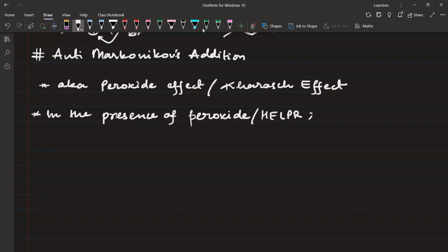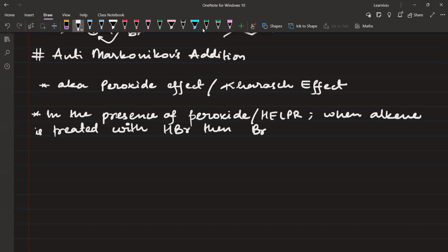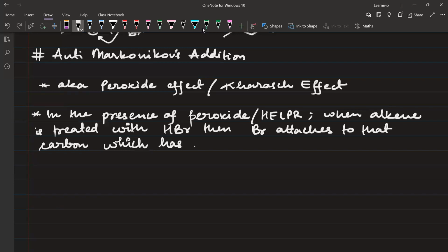Okay. In the presence of peroxide, when alkene is treated with HBr, we are only taking the case of HBr because this effect is most prominent in HBr. बाकी HCl, HI में भी होता, but that effect is not very prominent. So we only take the case of HBr. When alkene is treated with HBr, then Br attaches to that carbon which has more number of hydrogens. That carbon which has more number of hydrogens.